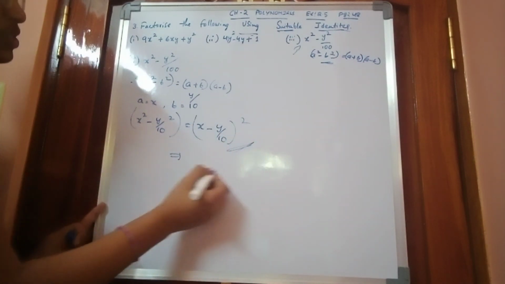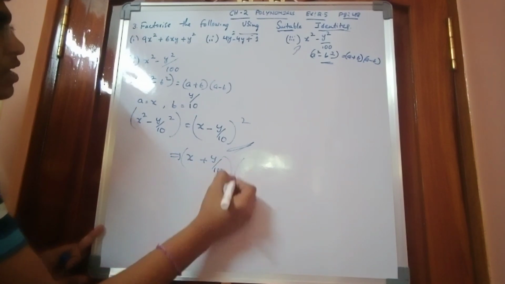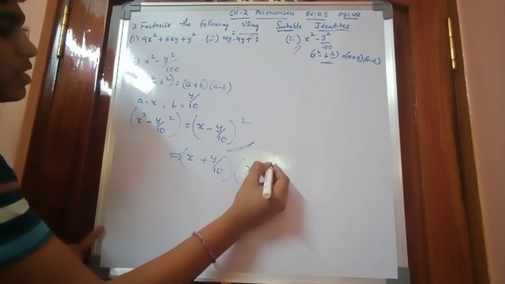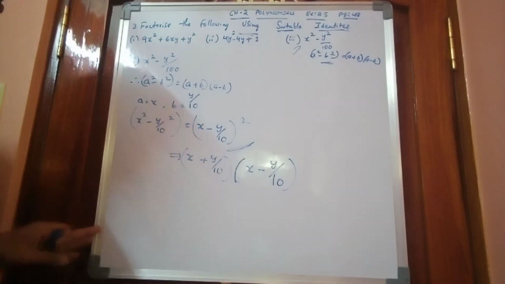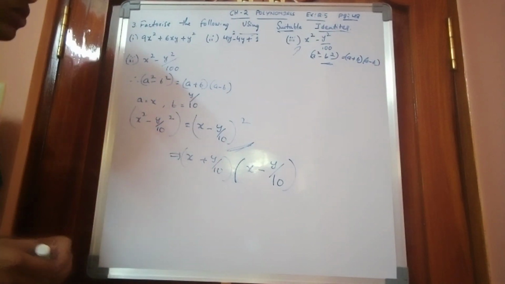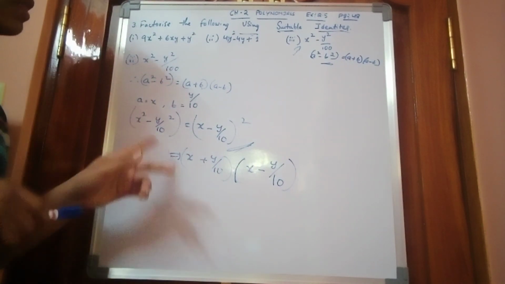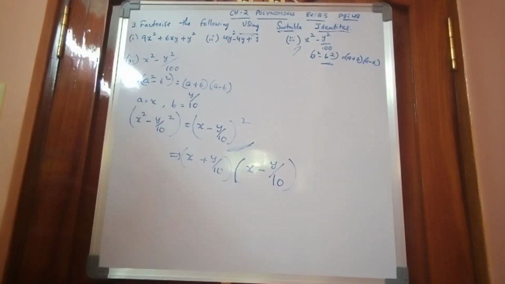In this also we are having two binomials, that is x plus y by 10 and x minus y by 10. So this is the answer of the third one, x plus y by 10 and x minus y by 10. So this is the third bit of exercise 2.5.